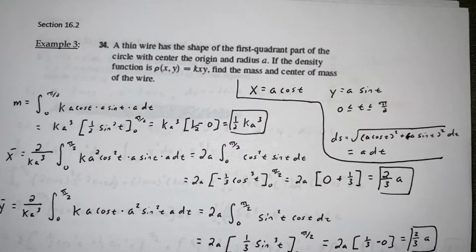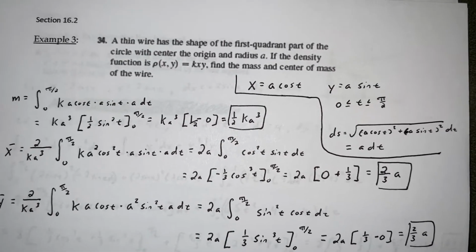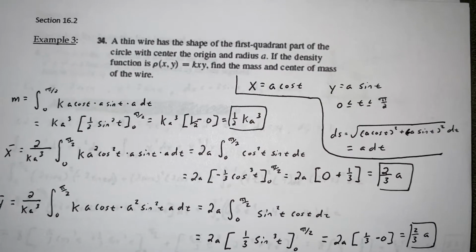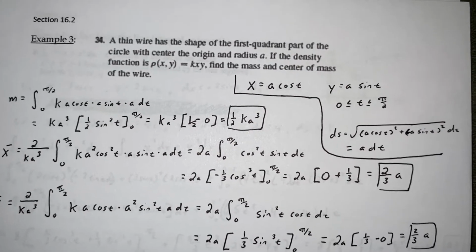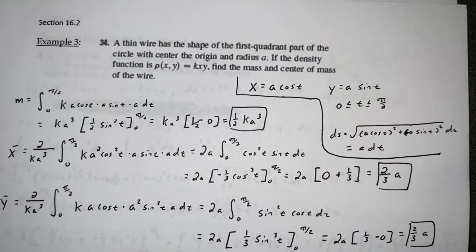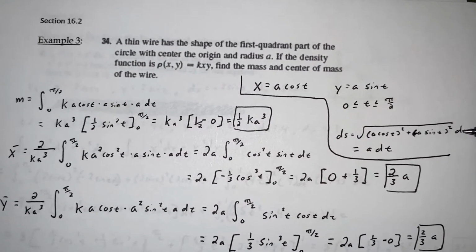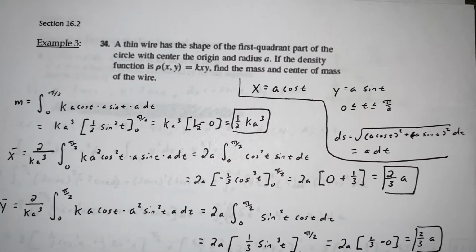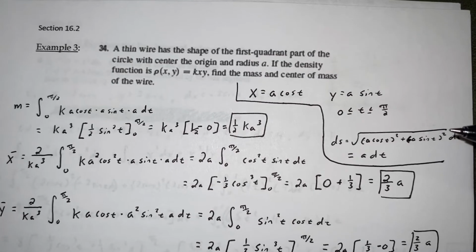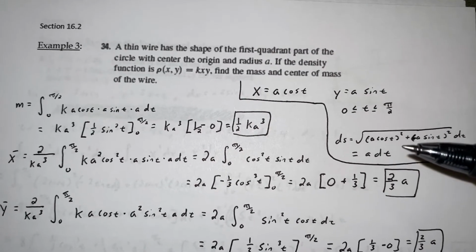The two angle measures that make up the first quadrant. All right, now we can go ahead and find our ds so we can plug it in. Our ds is going to be the square root of, the derivative of a sine t, which is a cosine t, squared, plus the derivative of a cosine t, which is negative a sine t, squared. Because we're squaring both cosine and sine, it gives us 1, and we have a squared left under the radical. The square root of a squared is just a. So we have a dt.